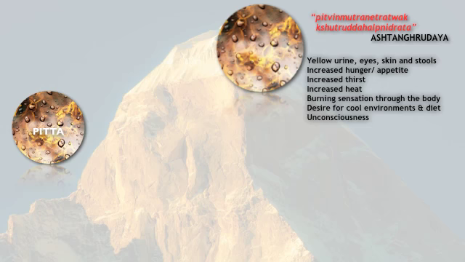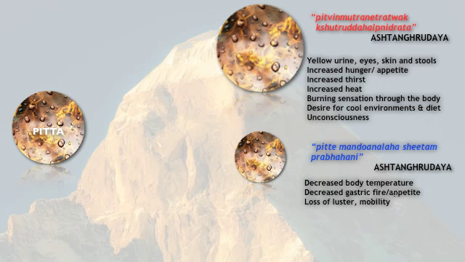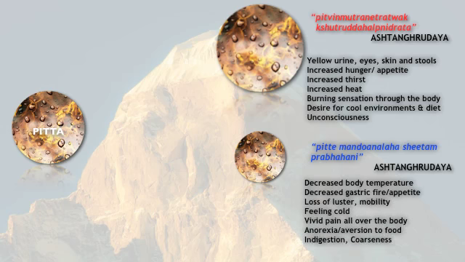The decrease of Pitta Dosha is described in Ashtang Hridaya as Pitte Mando Analaha Shitam Prabhahani. In brief, the symptoms include decreased body temperature, decreased gastric fire or appetite, loss of luster or aura, decreased mobility, feeling cold, different kinds of pain all over the body, anorexia or aversion to food, indigestion and coarseness of body parts.